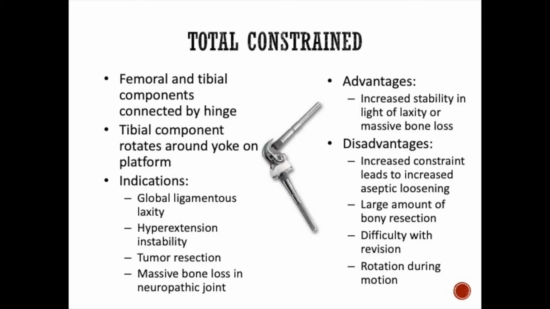The advantage is you don't need any ligamentous stability in order for this to work well. And so if you have massive bone loss or instability, then this works great. The big disadvantage, it increases constraint, leads to increased aseptic loosening. There's a large amount of bony resection that's required to fit these components in there. They're extremely difficult to extract or revise. And the rotation during motion does drive a lot of patients crazy. They're not super happy with it.